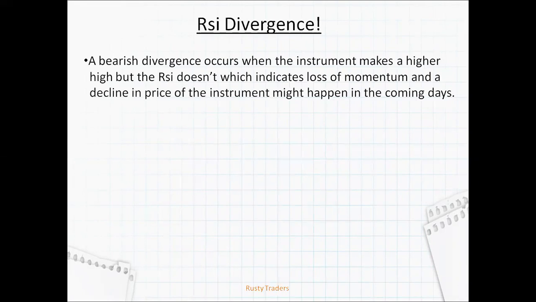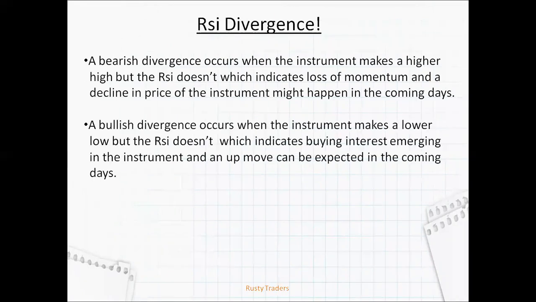A bearish divergence is nothing but when the instrument makes a higher high, but the RSI does not do that. It indicates a loss of momentum and a sign of a decline in the price of the instrument waiting to happen in the days to come.